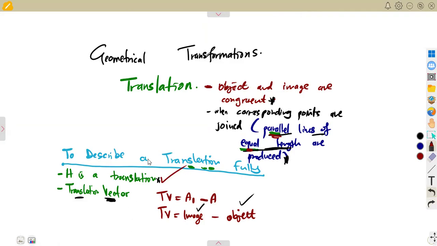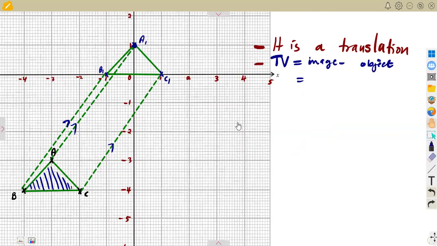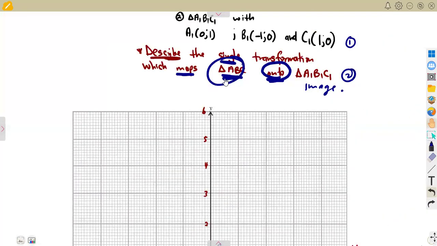But remember, when you are describing a translation fully, you need its translation vector, where we said it's the image minus the object. So we are also going to need the translation vector. We said this is the image minus the object point, where you can even take it as a point. The image, remember, triangle A1, B1, C1 is our image triangle. The transformation which maps triangle ABC onto A1, B1, C1.